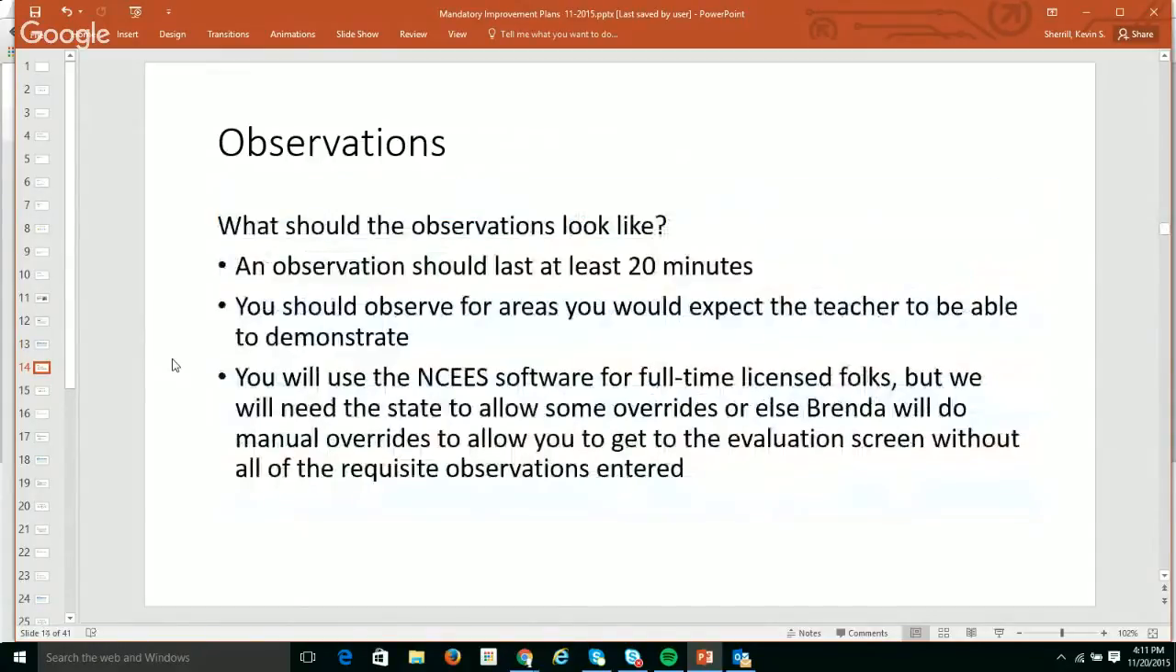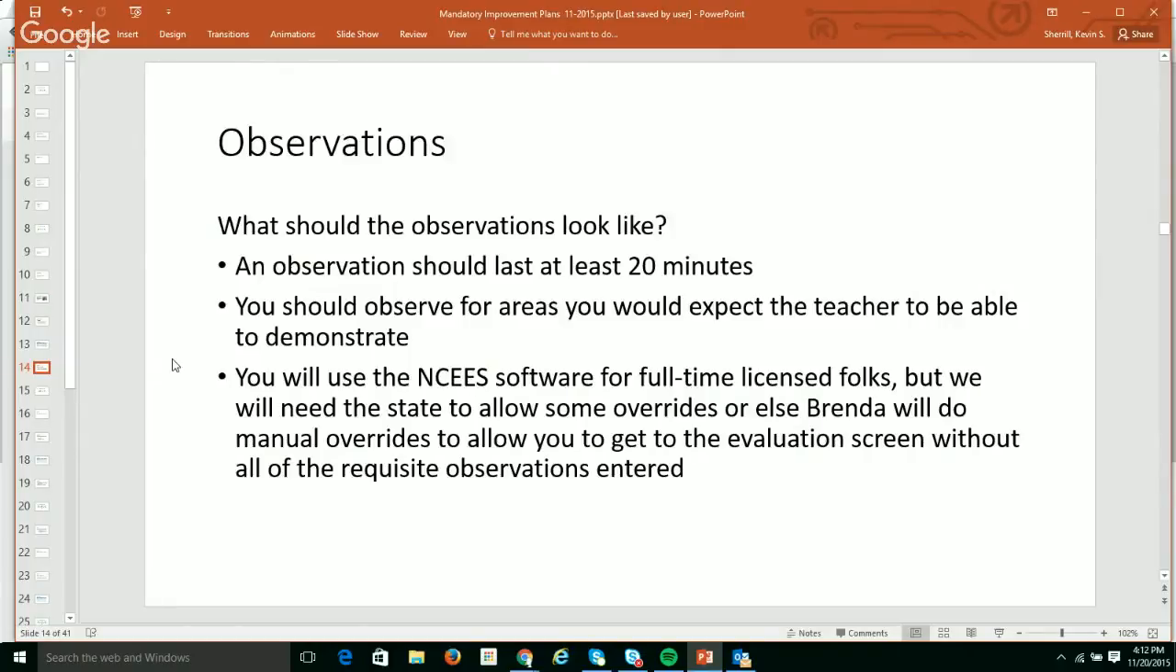So what should the observations look like? The observation should last at least 20 minutes, and you should be observing for areas that you would expect the teacher to be able to demonstrate. You will use the NESA software for your full-time licensed folks, but we'll need the state to allow some overrides, or else Brenda's going to have to do some manual overrides to allow you to get to the evaluation screen without all the requisite observations entered. I mentioned that earlier. So the system is not designed to do this. The software is not designed to do this, and we're just going to have to work with it because it's better, we thought, than the alternative of learning or creating a new system or doing it on paper.